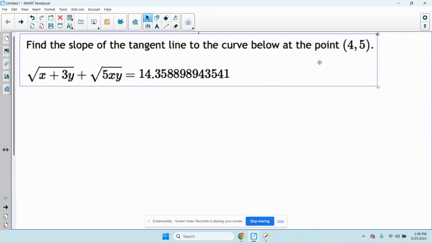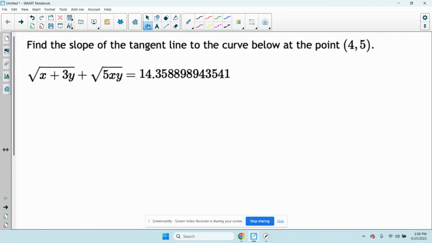Okay, this says to find the slope of the tangent line to this curve below at the point (4, 5). No real crazy tricks here. It's just a matter of taking the derivative of this entire thing, and every time we differentiate something involving a y, we are going to write dy/dx. So I have this term here, this term, and then equal to some constant. The derivative of the constant is going to be 0.